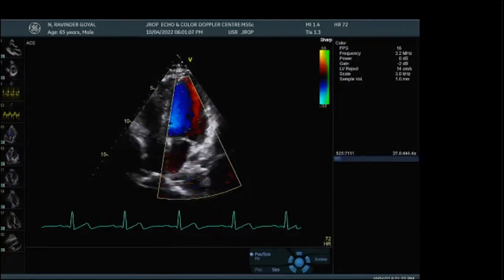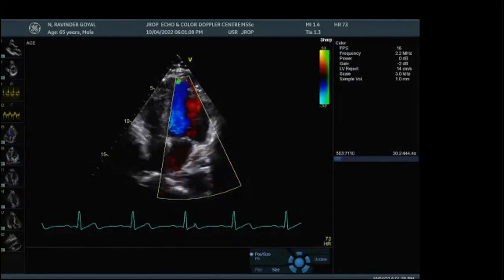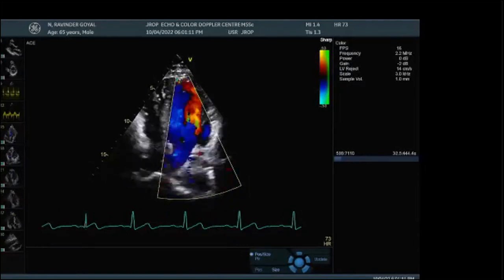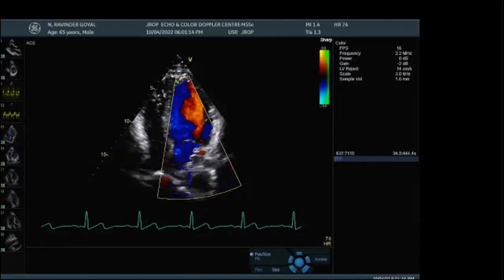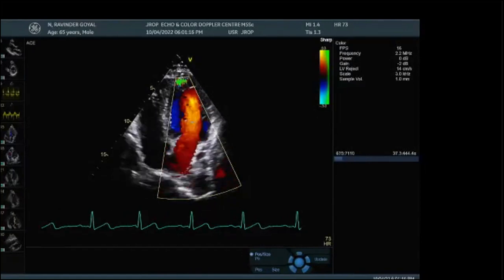Is that clear, Srisha? Yes, sir. So sir, we keep the frame rate as high as possible. Yes, keep the frame rate high. Okay, sir.